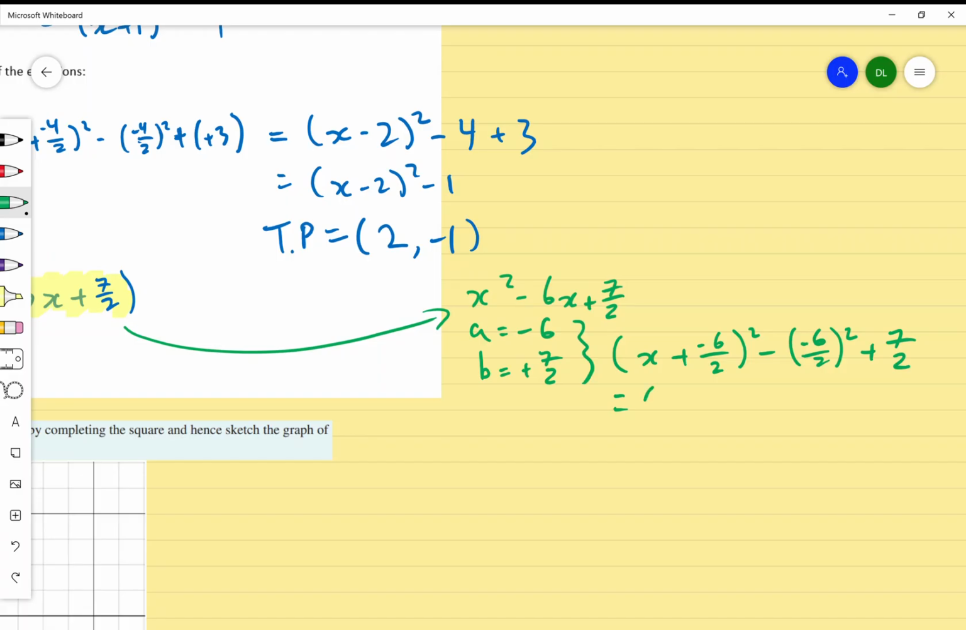I'm going to get x, now negative 6 over 2 is negative 3, so minus 3 squared minus, negative 6 over 2 is negative 3. What's that squared? Positive or negative? Positive, so we're taking away positive 9. So just minus 9 plus 7 over 2. Are we okay with that?